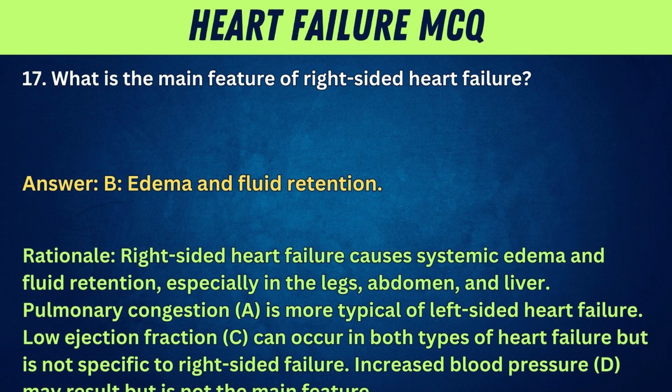liver. Pulmonary congestion, A, is more typical of left-sided heart failure. Low ejection fraction, C, can occur in both types of heart failure, but is not specific to right-sided failure. Increased blood pressure, D, may result, but is not the main feature.